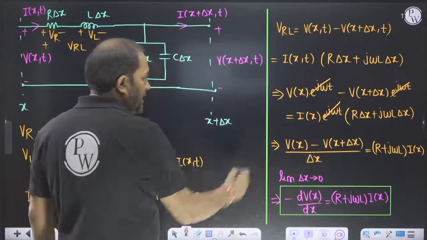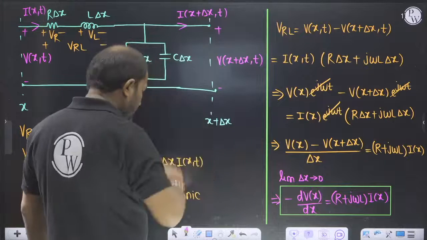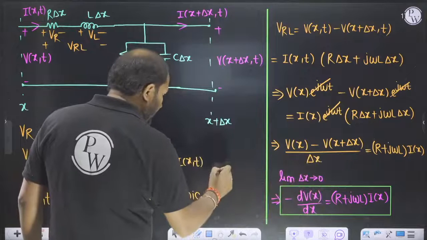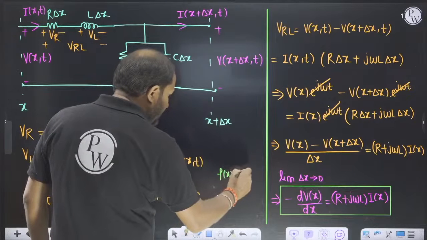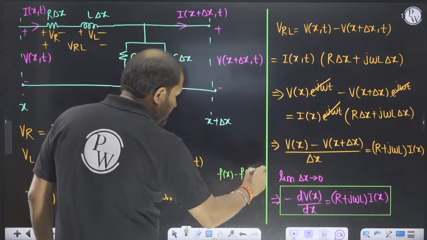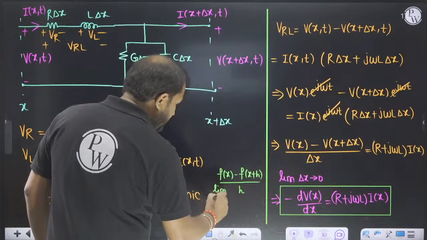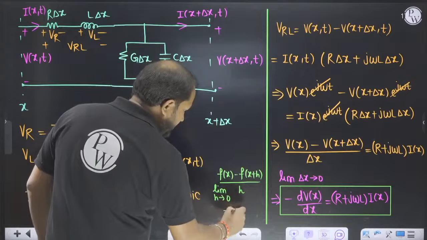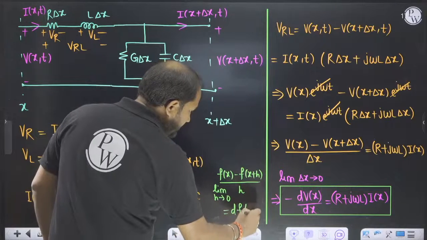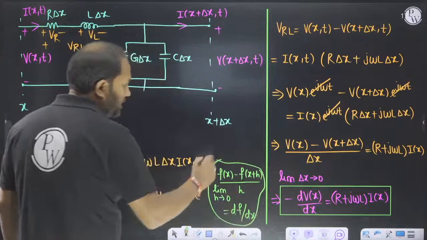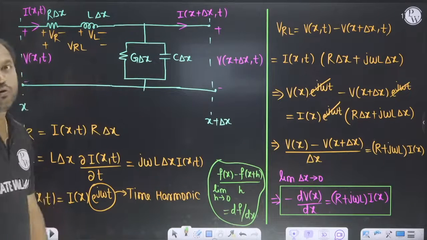So how have we derived this? There is a concept here that you may know: f(x+h) minus f(x) divided by h, limit h tends to 0, what will it be? It is df by dx. You should know this point.